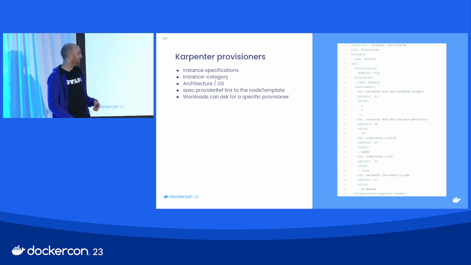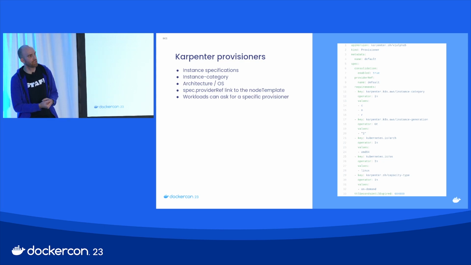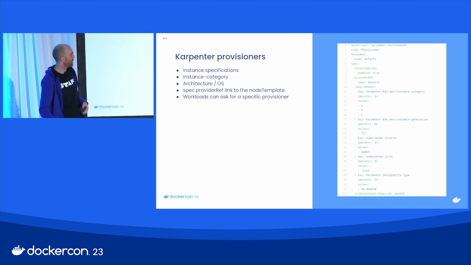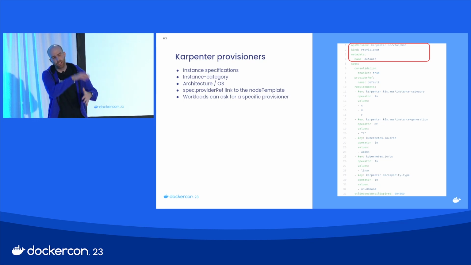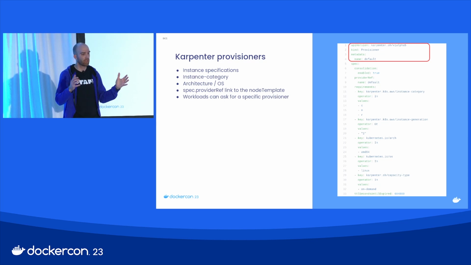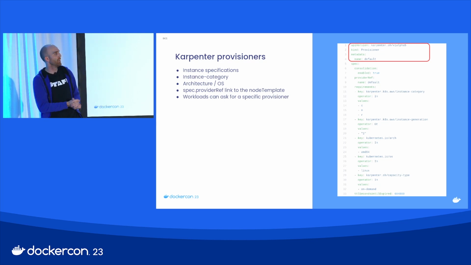So for that, Karpenter is using two Kubernetes resources. It's always done with Kubernetes. So the first one is called a provisioner. So here's the default one. You need a default one for everything. So like that, all your pods will use this configuration.